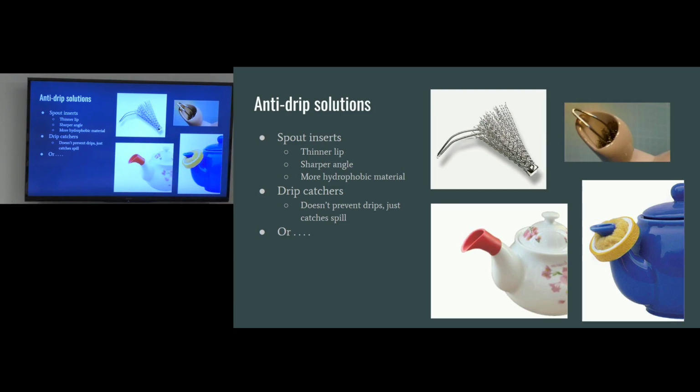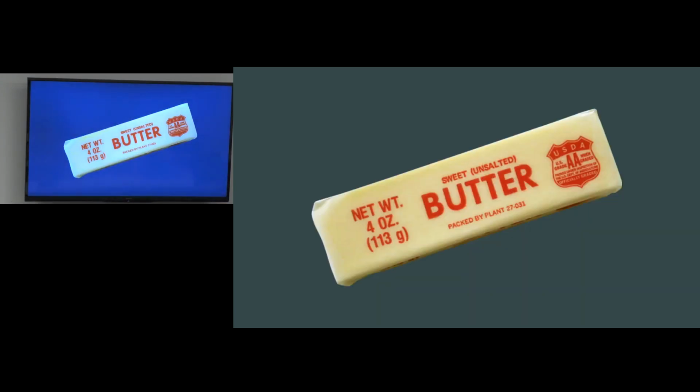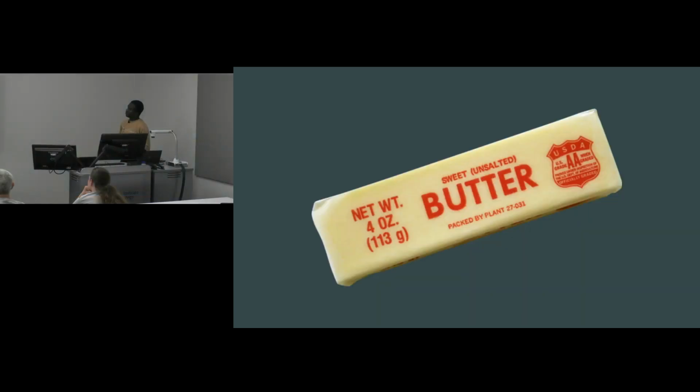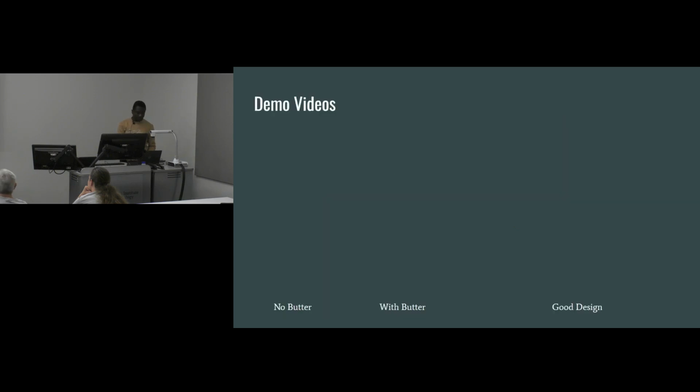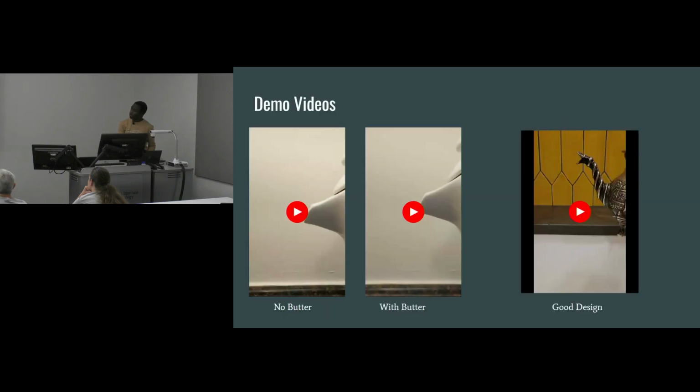And so the third option is the use of butter. So we use this butter. You can layer or glaze the kettle with butter. And what this does is, because of its hydrophobic property, it helps the tea to flow the way we want it to. So for instance, let me show you a demo of when we use the kettle without the butter.